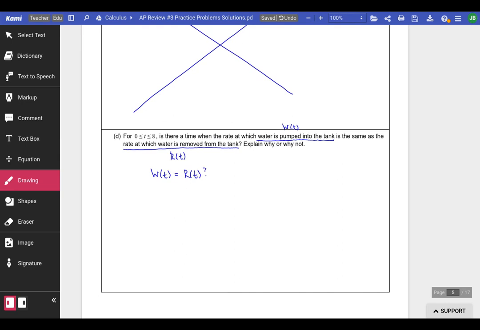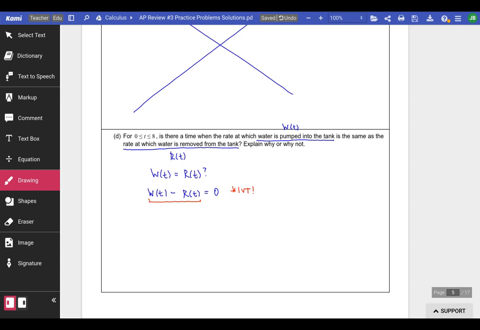Now, if I rewrite this, W of t equals R of t means the same thing as W of t minus R of t is equal to 0. When I rewrite it that way, hopefully what we notice is this is actually an IVT problem. They're asking to guarantee whether this function W of t minus R of t equals 0 on a given interval.